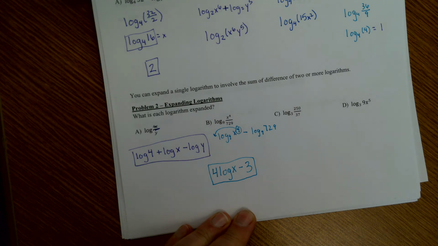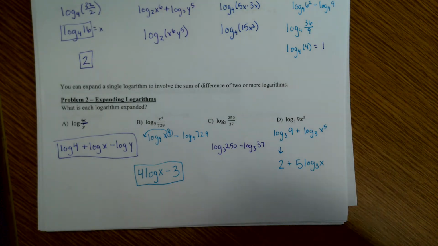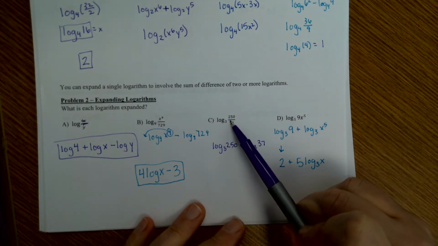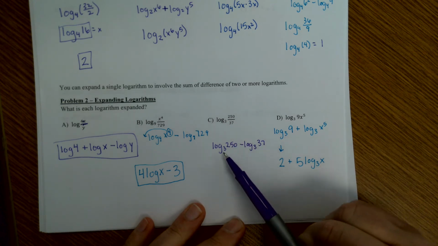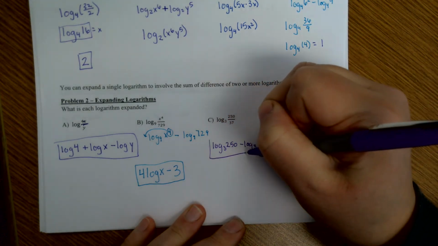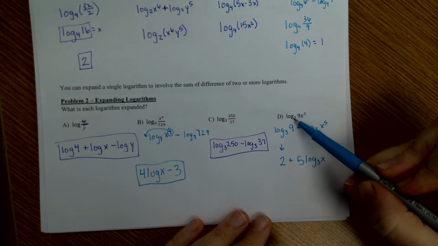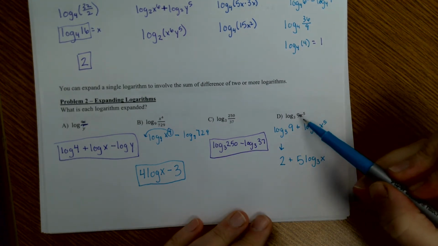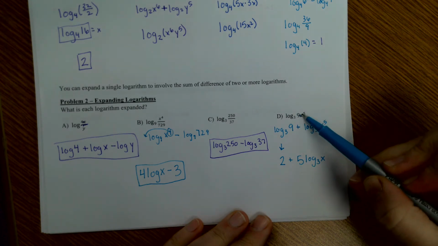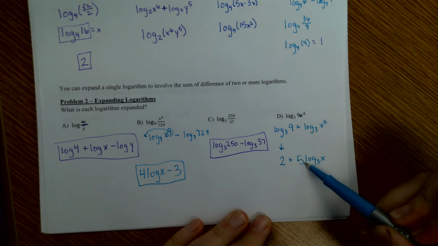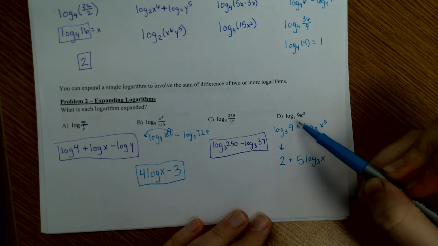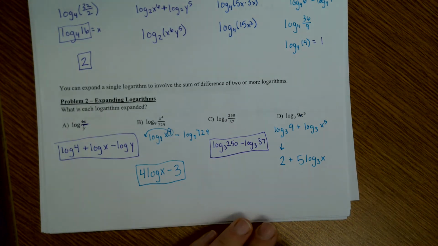I want you to try to do this next one by yourself. So for C, it's division, so there should be subtracting here. Neither of these are nice numbers, so this would be my final answer. For D, when I expand it, so I have a log base 3 of 9, since there's multiplying here, that becomes adding. The 5 should come out in front of just the x value. If you put that in your calculator, you would get 2.